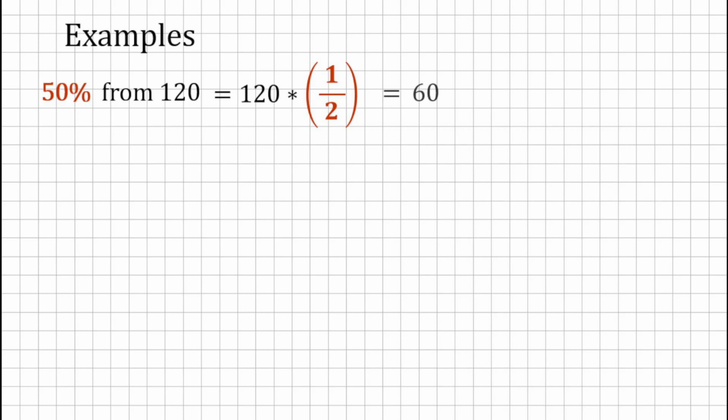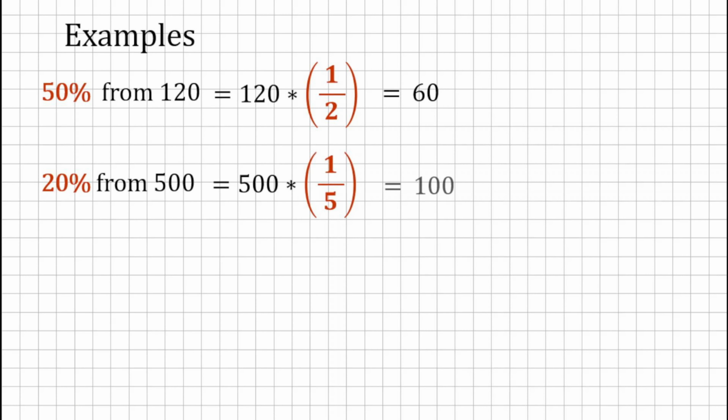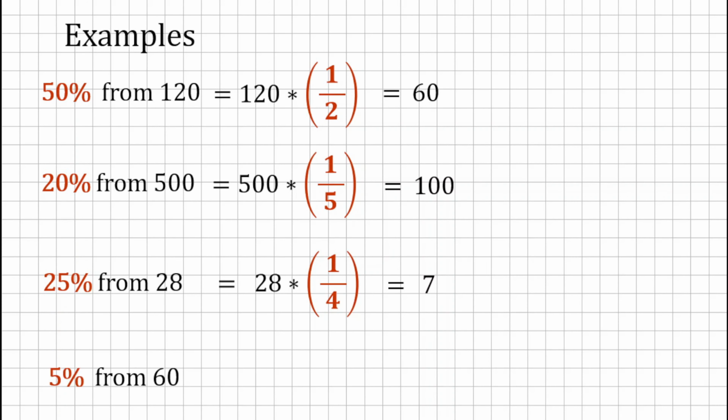Now let's see some examples. When we see 50%, we just need to multiply by 1/2, which is the same as dividing by 2. 120 divided by 2 is 60. 20% is the same as multiplying by 1/5, or dividing by 5. 500 divided by 5 is 100. For 25%, simply multiply by 1/4 or divide by 4. 28 divided by 4 is 7. Remember that 5% is 1/20, so we need to divide by 20. 60 divided by 20 equals 3.